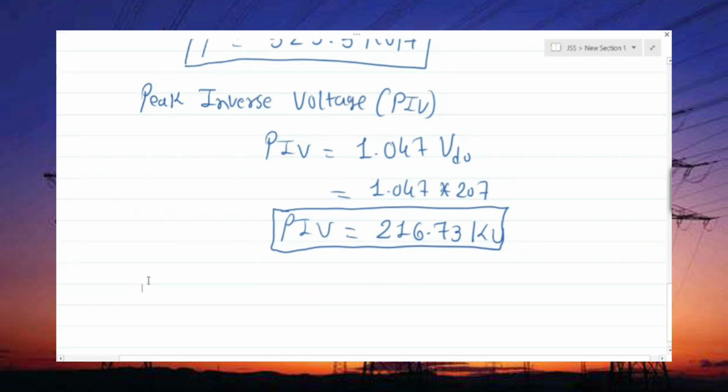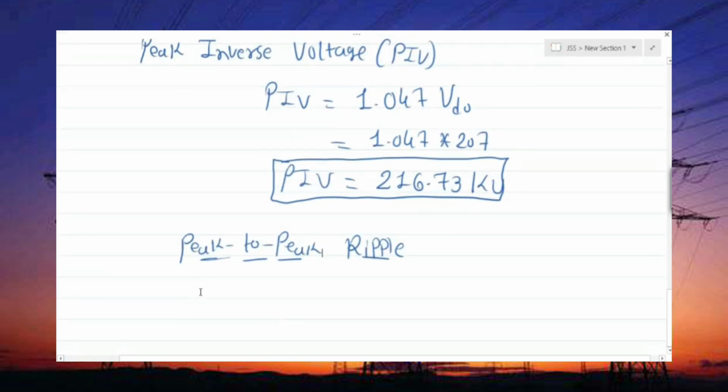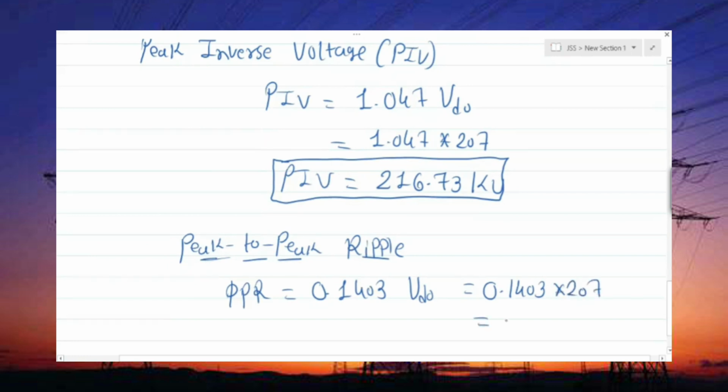Now the last parameter for your example is the peak to peak ripple. You have to calculate the value of the peak to peak ripple. The peak to peak ripple, called PPR, is equal to 0.1403 VDO, which is 0.1403 multiplied by 207. So your peak to peak ripple for this example is 29 kV.